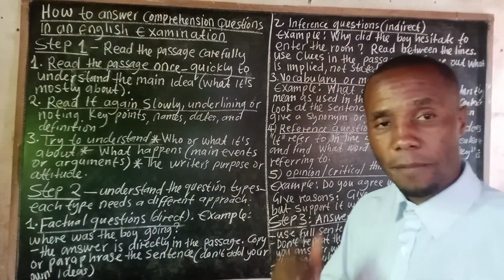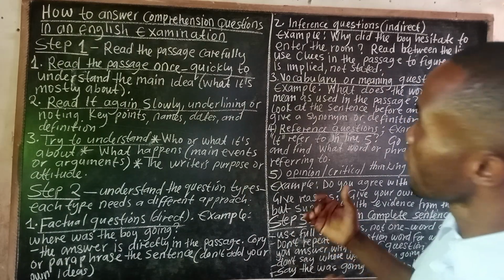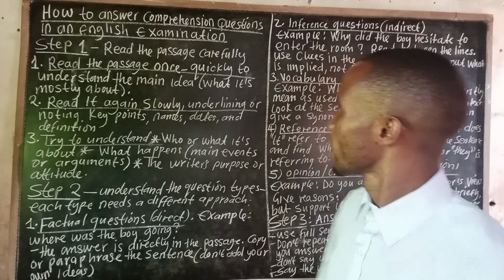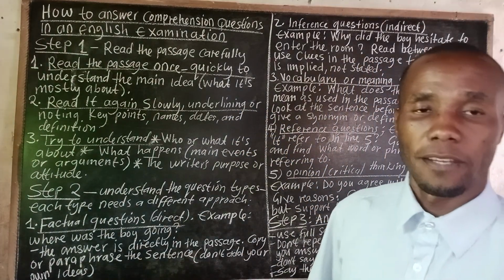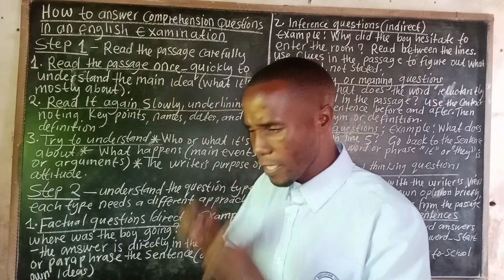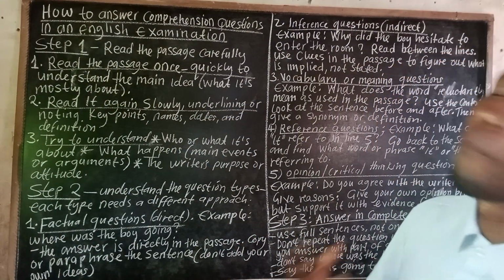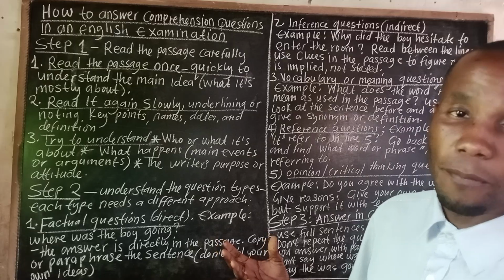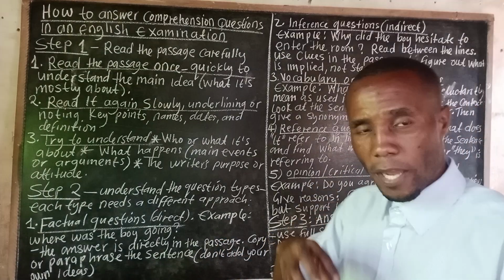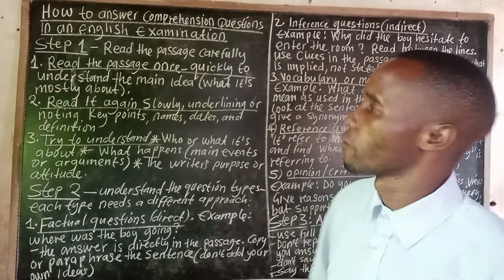Because in comprehension, you'll be given a passage, make sure you read that passage carefully. Under read the passage carefully, one, read the passage once, quickly, to understand the main idea. So the first step, read the passage quickly so that you can just pick the main idea. What is it mostly about? Main idea simply means as you read quickly, you'll be able to identify what this passage is talking about.